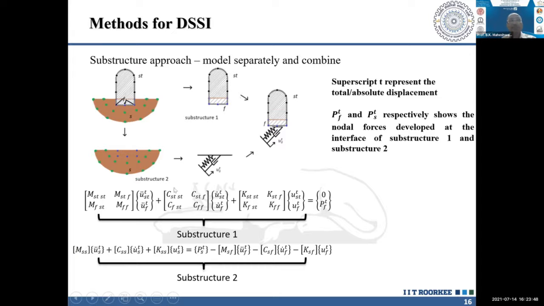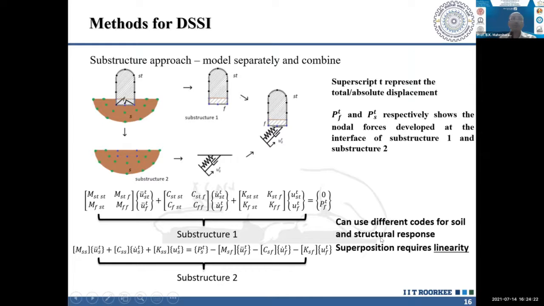In this case, the equation of motion for the substructure is this equation for ST and R, while the second part is easy to find. This can be easily done with what we call ground response analysis, 1D ground response analysis and others. Naturally, this approach is easier in computation. We can use different detailing for the superstructure as well as the substructure part. But if we go for rigorous nonlinear analysis, then we can't use this approach. In that case, we need to consider the direct approach.